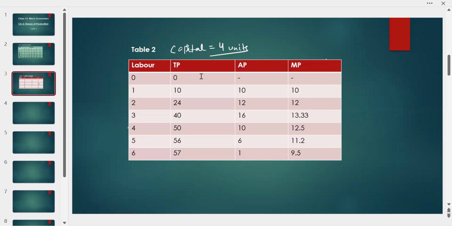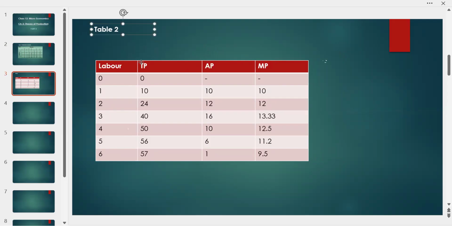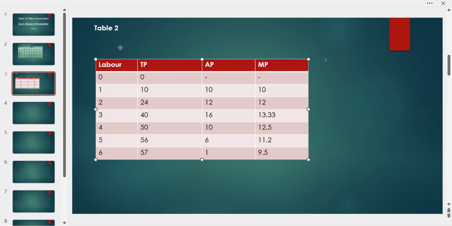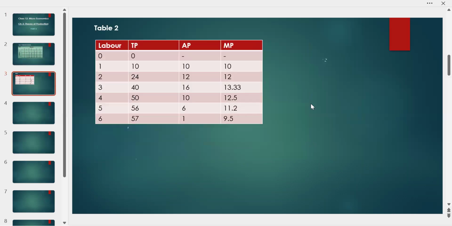Right. So let's continue, and I'll just shift it over to above, and we'll plot a graph from this table. We plot TP, AP and MP and see how they look.